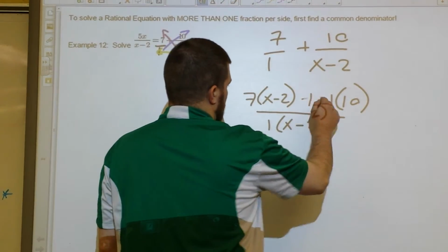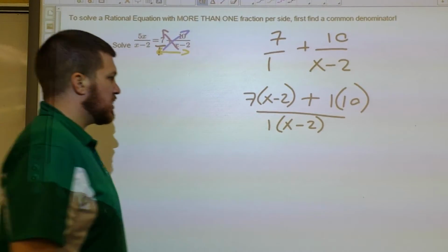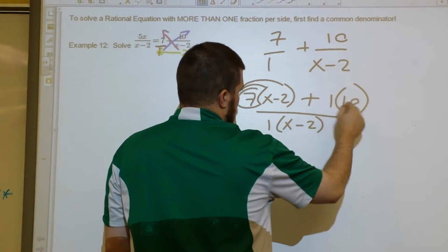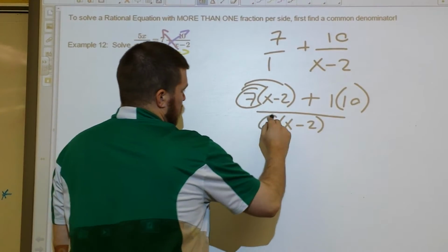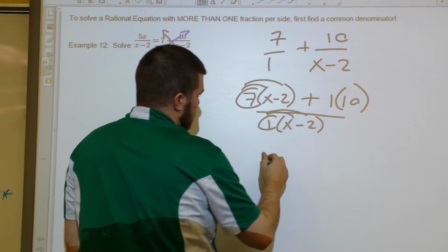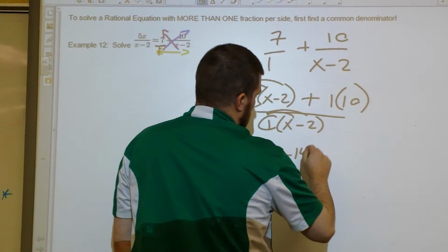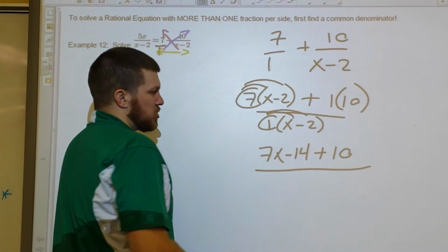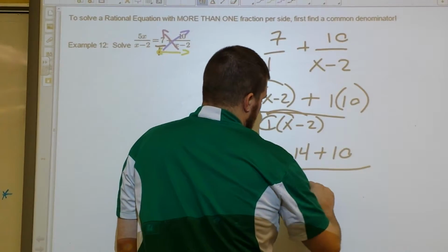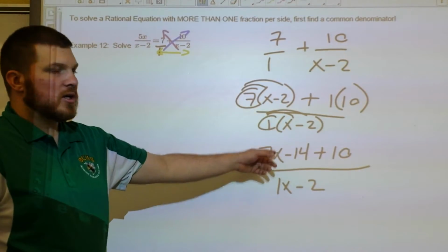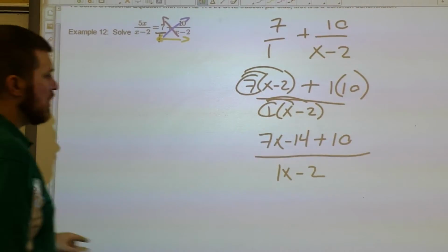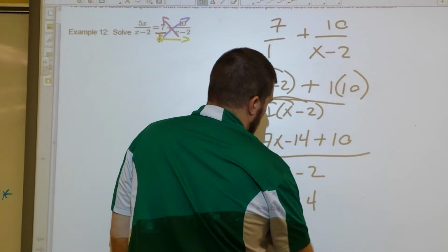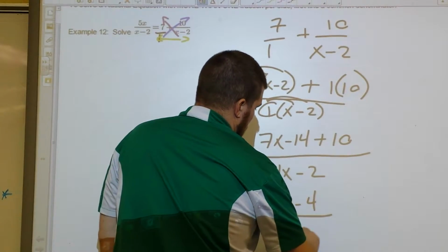So here, positive. Now I want to clean this up as much as possible. So I have distributive properties several places. So distributive property here. 1 times 10 is just 10, so no big deal there. And distributive property on the bottom. So let's take care of the top. So I have 7x minus 14 plus 10. On the bottom, distributive property, I have 1x minus 2. Now I want to clean up as much as I can on the top. So negative 14 plus 10, that's negative 4. So 7x minus 4. And then on the bottom, I just have 1x minus 2.